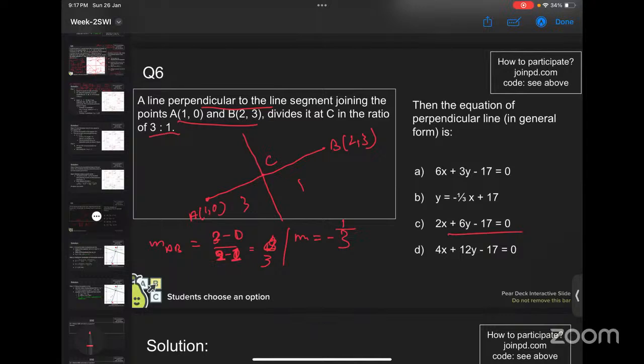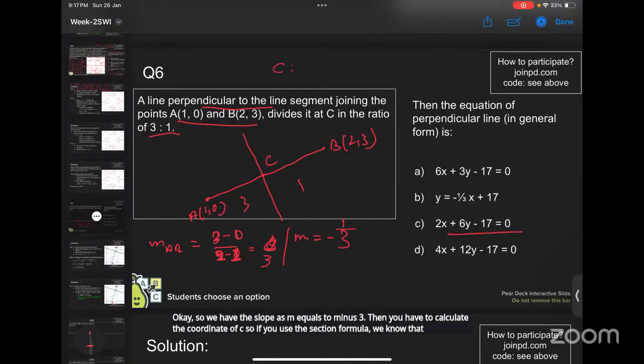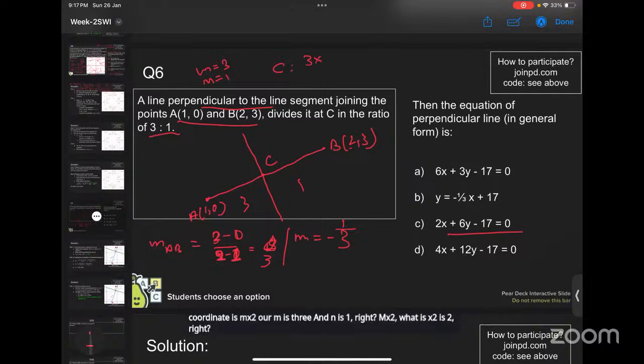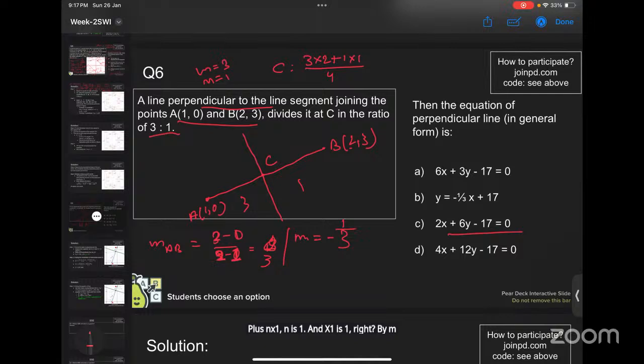So we have the slope as m equals -3. Then you have to calculate the coordinate of C. If you use the section formula, we know that the x coordinate is mx2 plus nx1 by m plus n. Our m is 3 and n is 1. x2 is 2, and x1 is 1. By m plus n means 4, right?